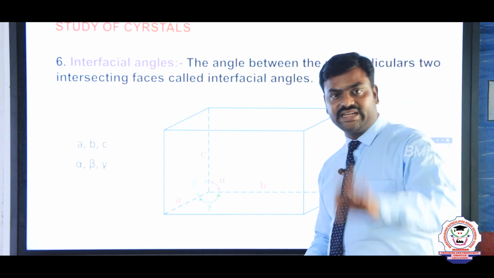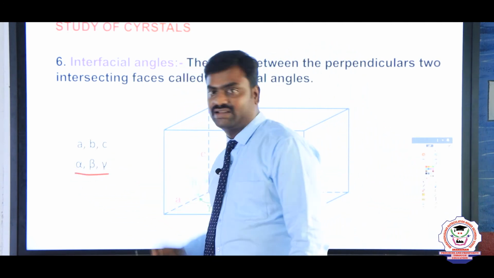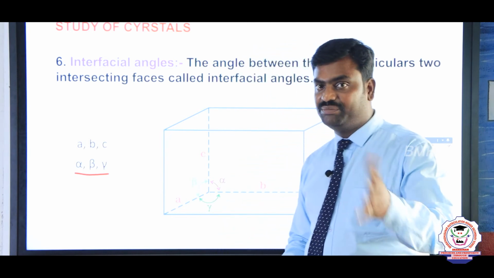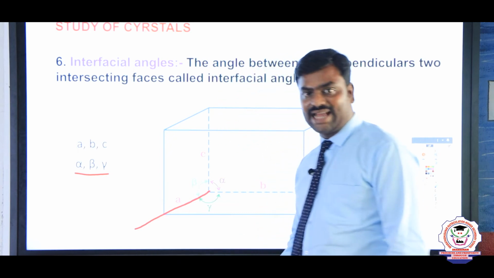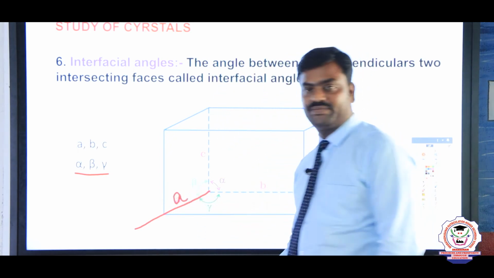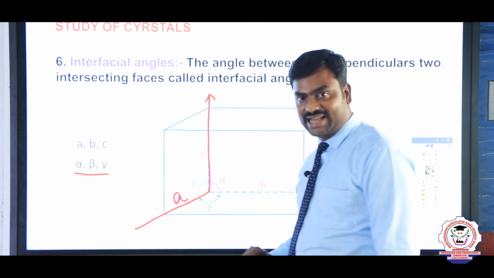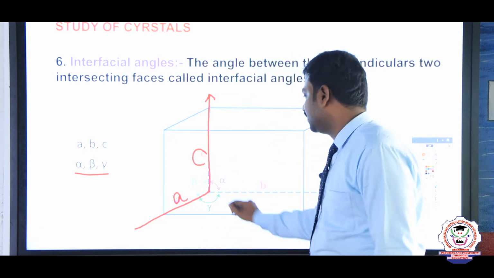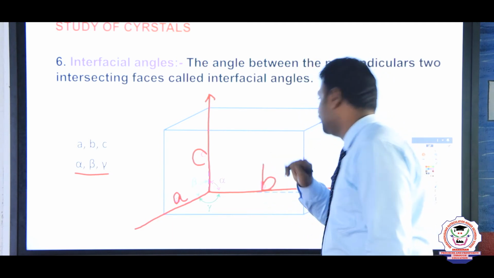There are 3 different interfacial angles, namely alpha, beta, gamma, and we already discussed edges. What are the edges? A, B, C. See here, we have the z-axis. The z-axis has been taken as edge A, and then the y-axis has been taken as edge C, and then the x-axis has been taken as edge B.